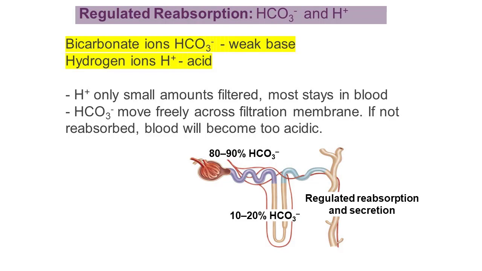The loop is going to resorb 10 to 20%, just depending on how much you filter. And even the distal convoluted tubule can do that as well. We're going to get that bicarb back. Your urine's going to principally be acidic. It's going to be on the acidic side.